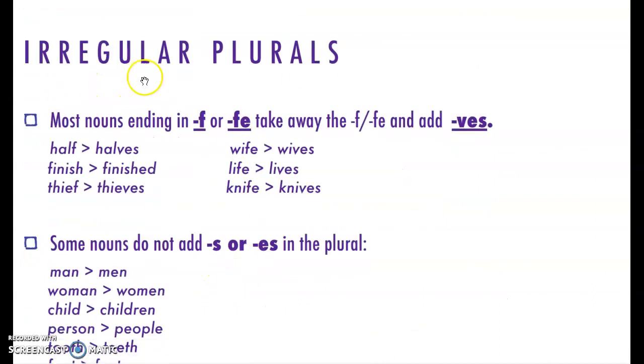In the case of irregular plurals, most nouns ending in f or fe take away the f or fe and add ves. For example, half, halves, thief, thieves, wife, wives, life, lives, knife, knives.